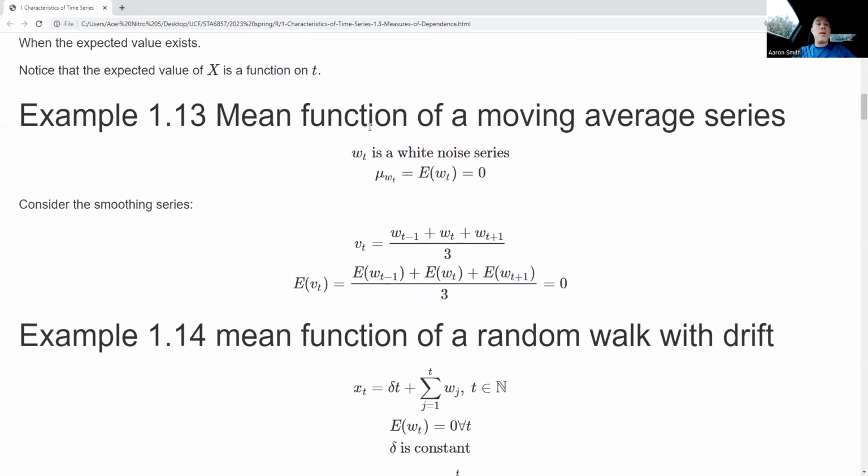All right, so let's take a look at the mean function of a moving average series. We're going to say that we're working with a white noise series, and we're going to say that we have an expected value of 0 for all points in time.